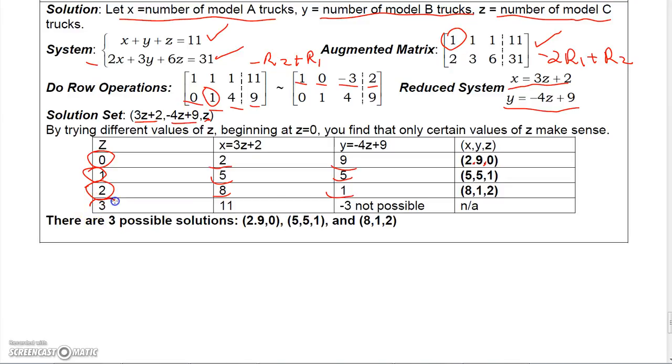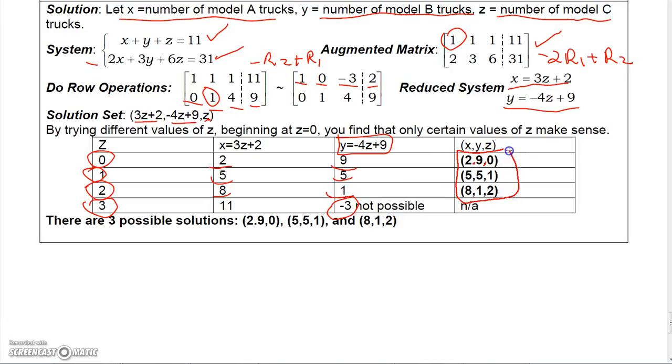We run into problems once we hit 3, because once we hit 3, the y value is negative. We end up with negative, and it's not possible to have a negative number of trucks. So any number 3 or greater gives us a negative number of the Model B trucks. So that would not be possible. So we only have 3 options.